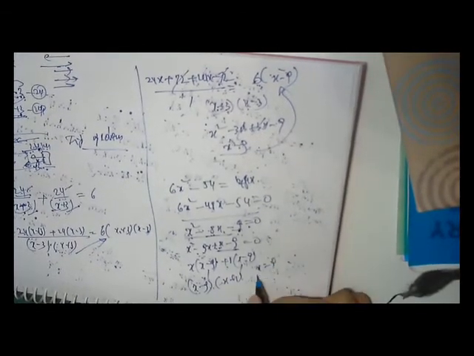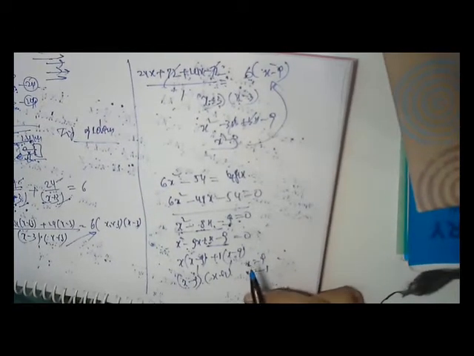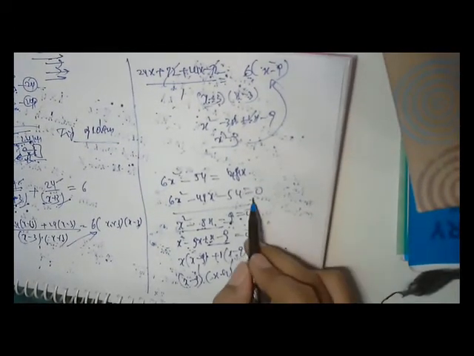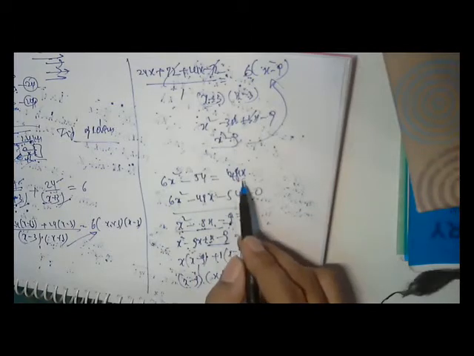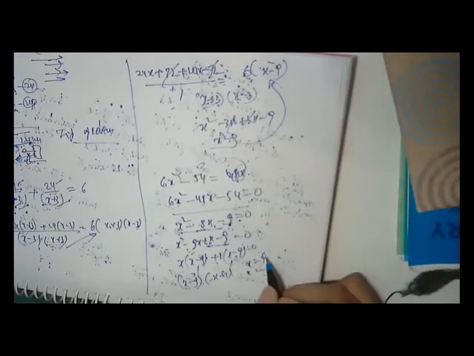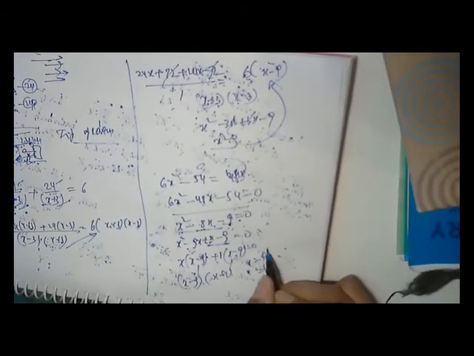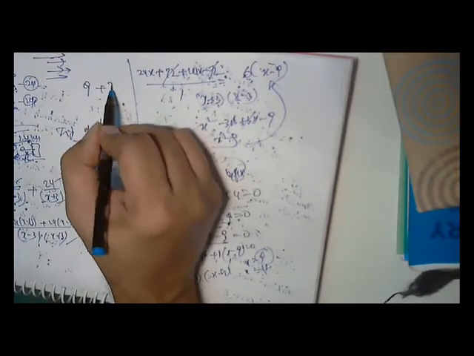So x is equal to 9, x is equal to minus 1. And it is 0. Why is it 0? Because the whole thing I brought to the left hand side. So it cannot be negative, speed cannot be negative. So x is 9. So the boat speed is 9, the river speed is 3.